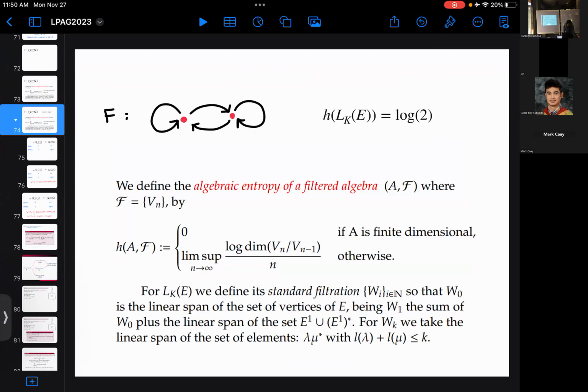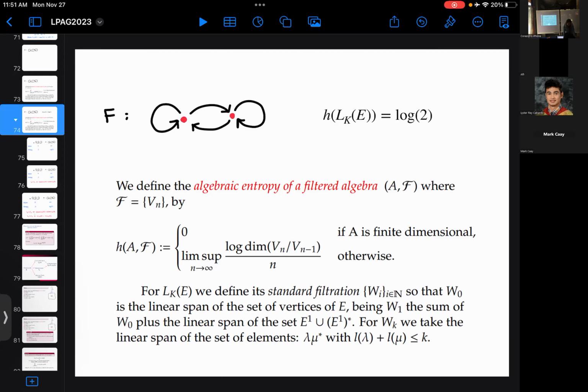Okay, let me remind myself. It has been some time. So W_i, let's say W_0 is the linear span of paths of length 0, which corresponds to the set of vertices. For W_1, you take W_0 and then you add to it the linear span of those of length 1. That includes length 1 and negative 1, because in your graph the ghost edges are of length negative 1.